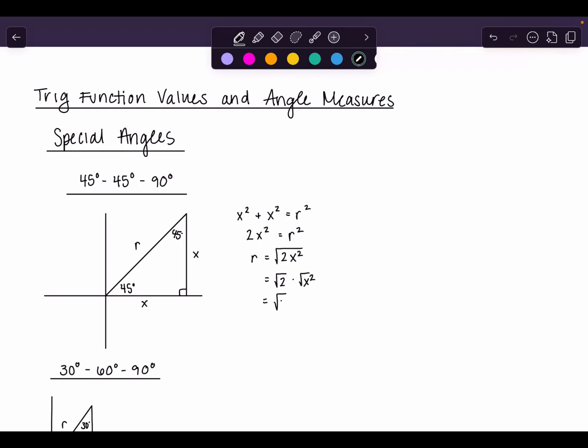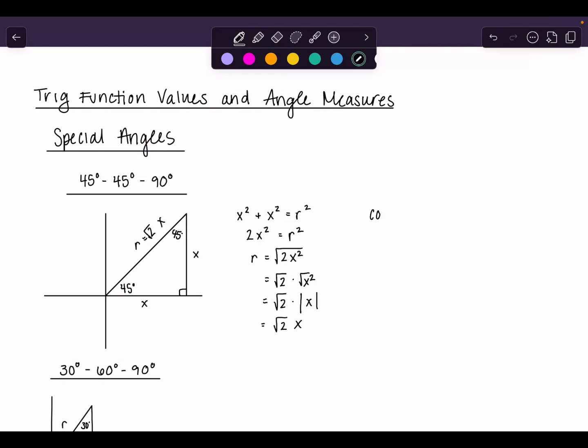And really what ends up happening when you take the square root of x squared, you get the absolute value of x. But I'm concerned with just quadrant 1 right now because we haven't really talked too deep as to what happens for other quadrants. So really our x value is going to be positive. So this hypotenuse I can instead write as the square root of 2 times x.